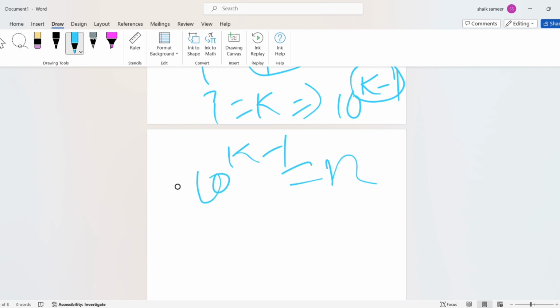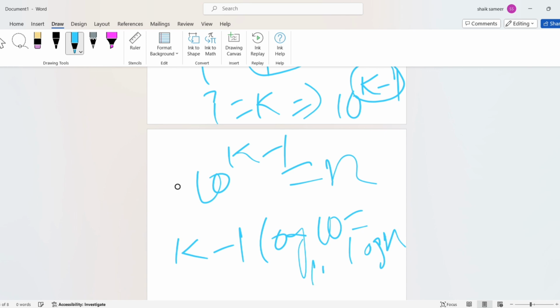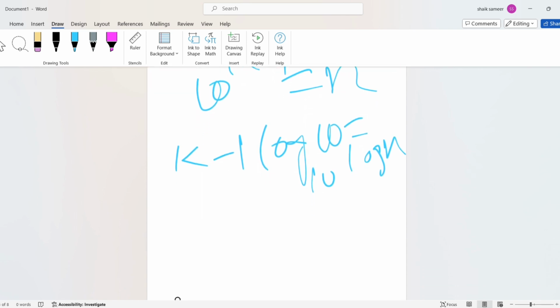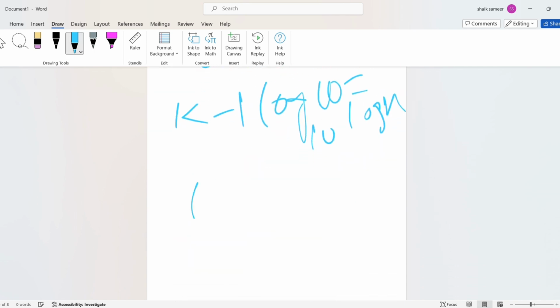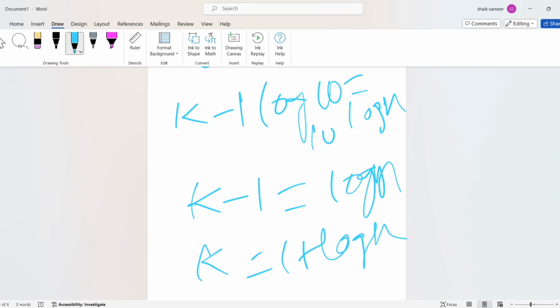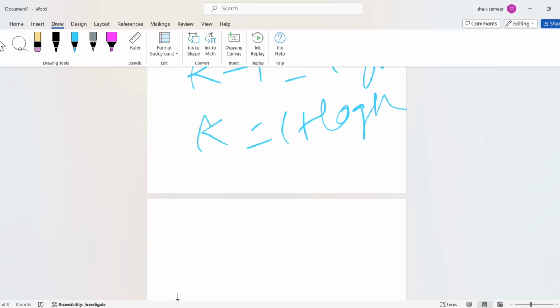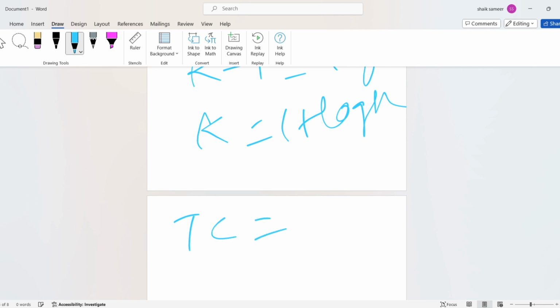To get the value of k, take logarithm on both sides. Log 10 to the base 10 is 1, where k minus 1 equals log n. So k equals 1 plus log n. So if you find the time complexity, T(c) equals, ignoring the constants, the answer is big O of log n.